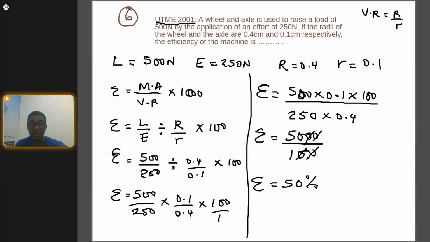Okay, I believe that is clear. So this is the sixth question we've solved on UTME based on efficiency of a machine.